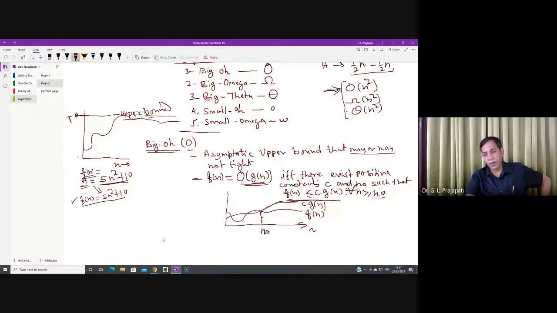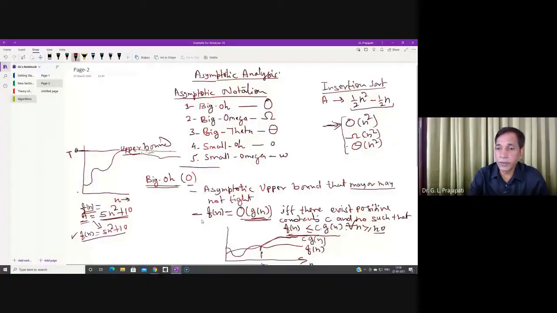So this is the worst case. By intuition, the big O notation denotes the worst case of your algorithm. If you say that the insertion sort algorithm requires order of n square time, it means you are claiming that this is the worst case time of your insertion sort. Your claim is that your insertion sort will not run more than this time. So this is the claim.